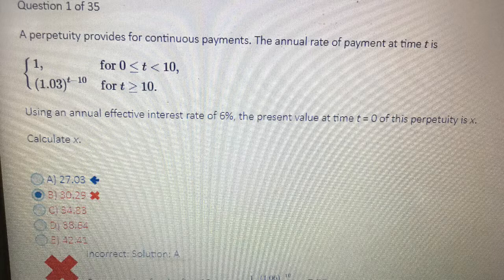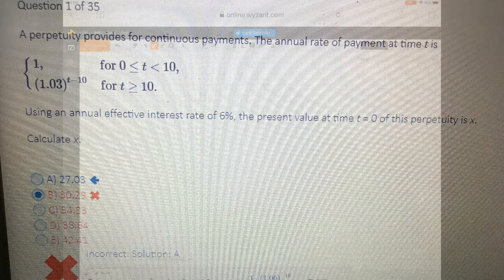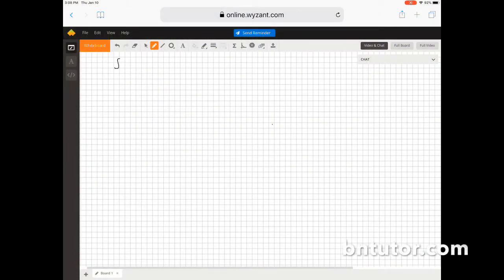At time t equals 11, it would be 1.03 to the 1, and so on for any exponent at any point in time. The interest rate is 6%, and they want us to take the total present value of these two streams. We'll start by focusing on the first of the two streams from time 0 to 10. What we're looking at is a single dollar, and at any point in time between 0 and 10, we take the present value at 6%, discounted back a period of x.